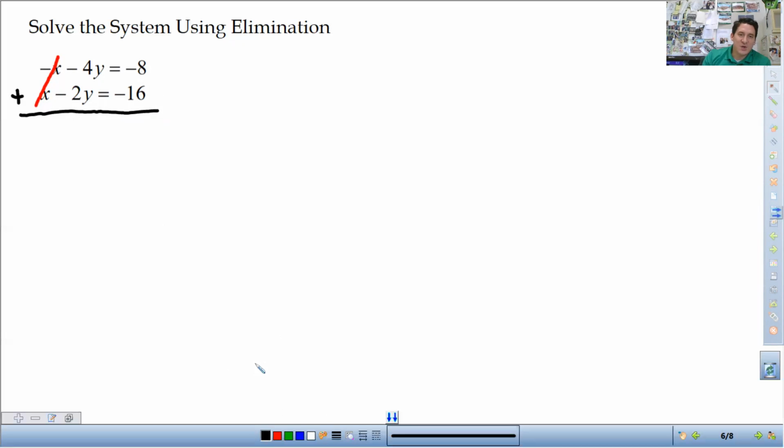Negative 4y plus 2y is negative 6y. Be careful with those negatives. That is equal to negative 8 plus negative 16, which is negative 24. So we add them together, solve for y here. I'm going to divide both sides by negative 6. So negative 6 divided by negative 6 cancels out. And I get y is equal to negative 24 divided by negative 6, which is positive 4.